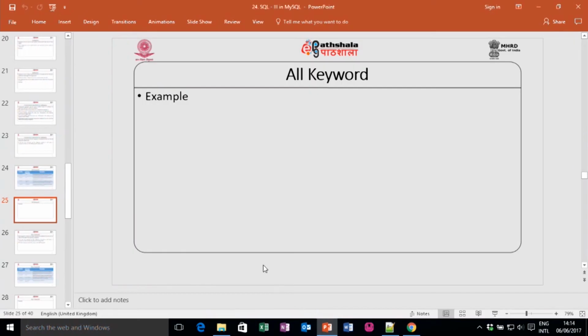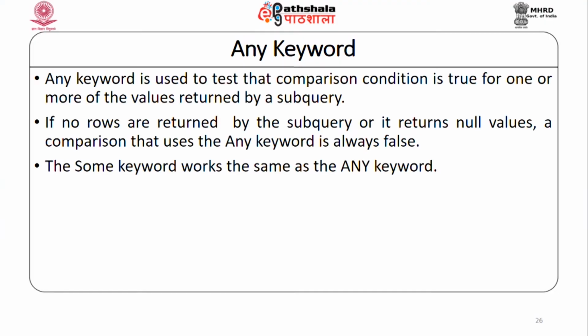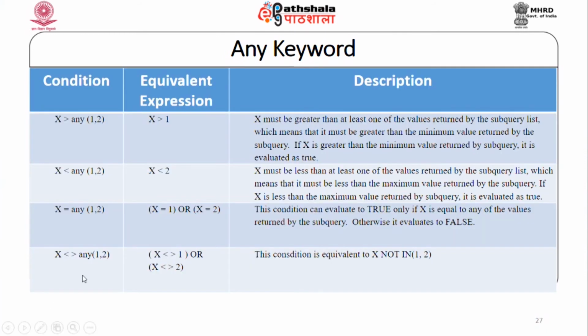In a similar way you can use the ANY keyword. The ANY keyword is again used to test the comparison condition for true or false for one or more values returned by the subquery. If no rows are returned by the subquery, or it returns null, a comparison that uses the ANY keyword is always false, and the SOME keyword works the same as the ANY keyword. If you look here, x greater than ANY (1, 2) means x greater than 1, greater than the minimum value of that list.